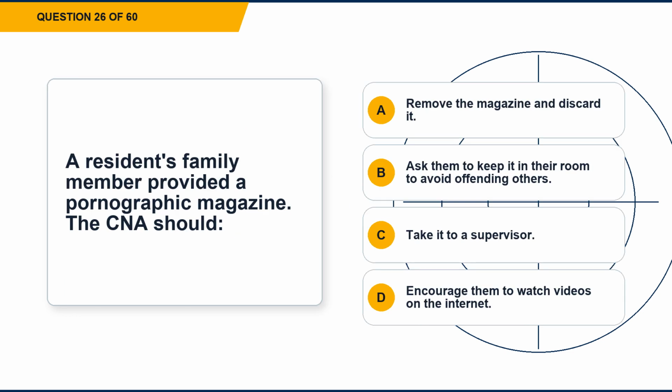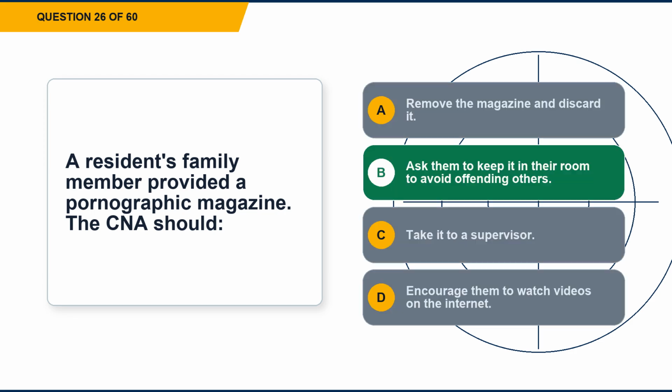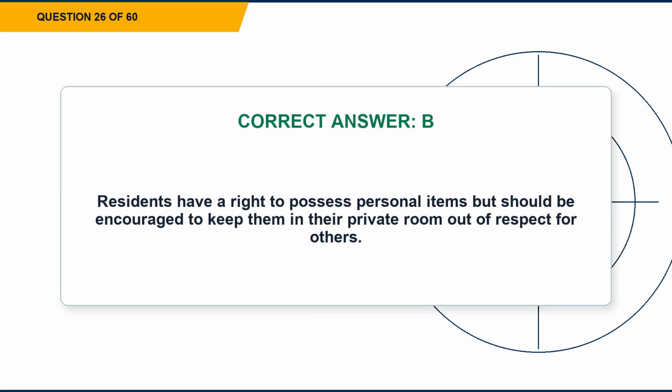Question 26. A resident's family member provided a pornographic magazine. The CNA should: Option A, remove the magazine and discard it. Option B, ask them to keep it in their room to avoid offending others. Option C, take it to a supervisor. Option D, encourage them to watch videos on the internet. The correct answer is option B, ask them to keep it in their room to avoid offending others. Explanation. Residents have a right to possess personal items but should be encouraged to keep them in their private room out of respect for others.